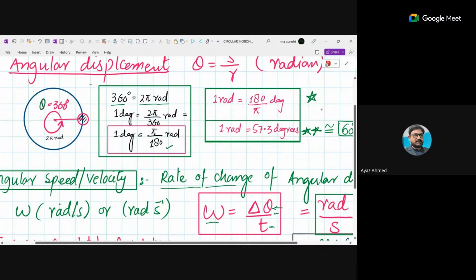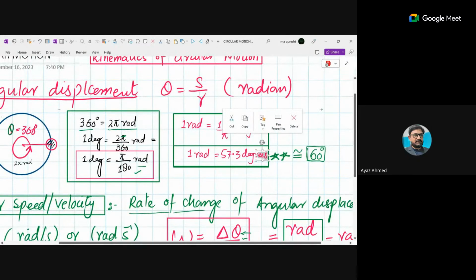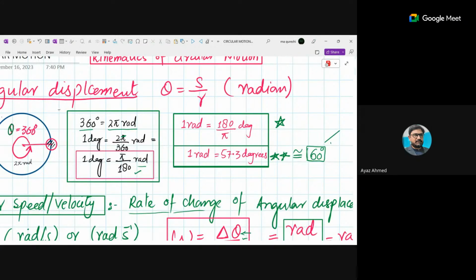So 1 degree is equal to 2 pi by 360 radian. It means 1 degree equals pi by 180 radians. This gives a very clear relation between degree and radian: if I want to measure 1 radian, it is actually 180 divided by pi degrees. This is a very important relation, which is mostly used for conversions.